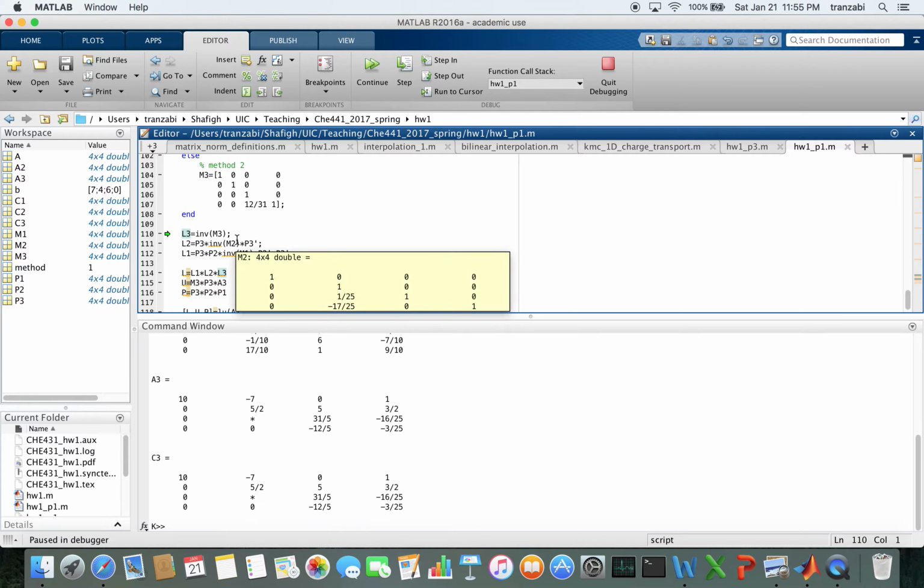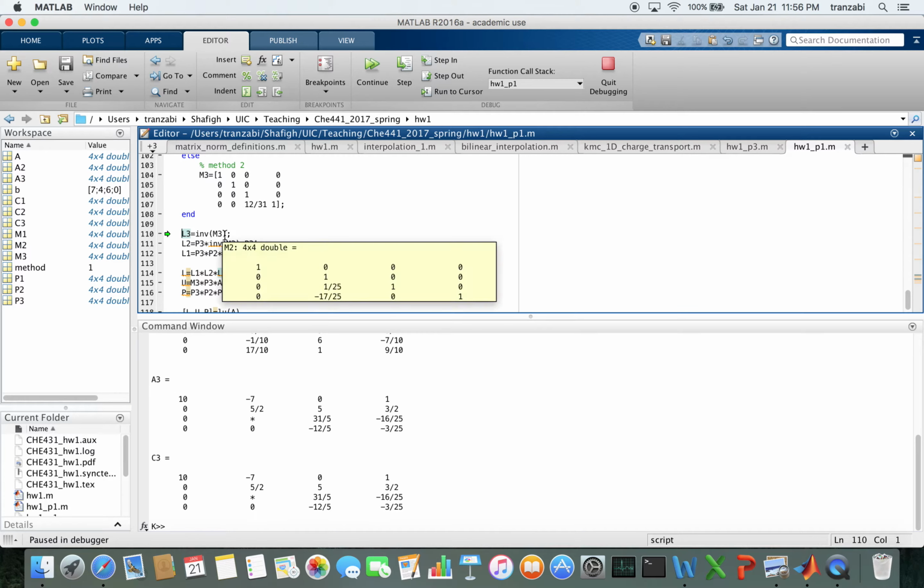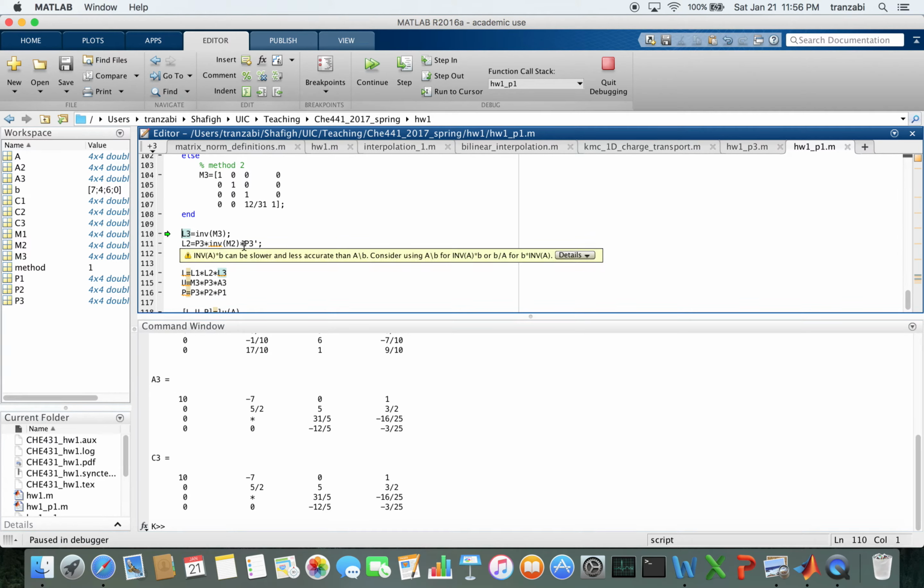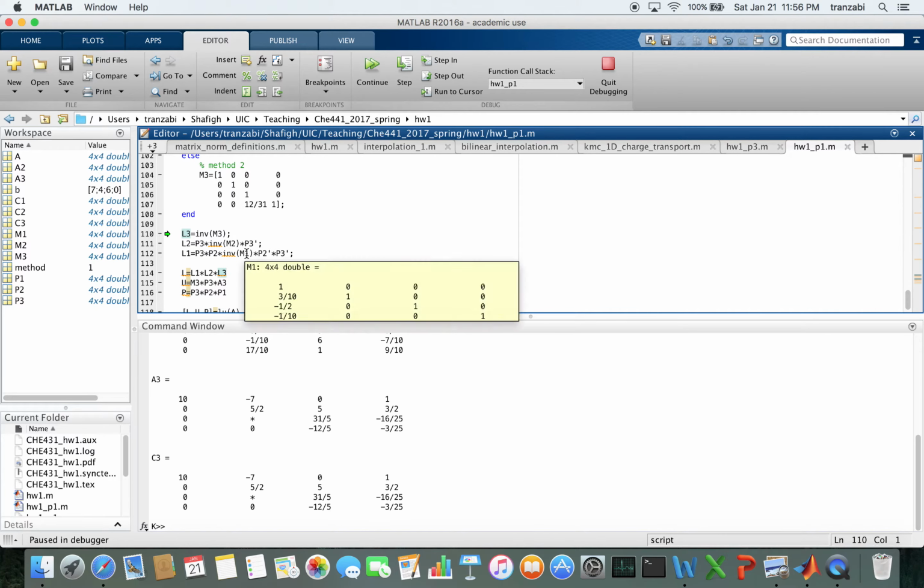Now we have M1, M2, M3, and P1, P2, P3. Now how to calculate the L matrices? Well, here is the relation. Maybe we didn't discuss this in class, but this is a very short way of getting the L matrices. L3 is equal to the inverse of M3. L2 would be P3 inverse of M2 P3 transpose. L1 would be P3 P2 inverse of M1 P2 transpose P3 transpose.